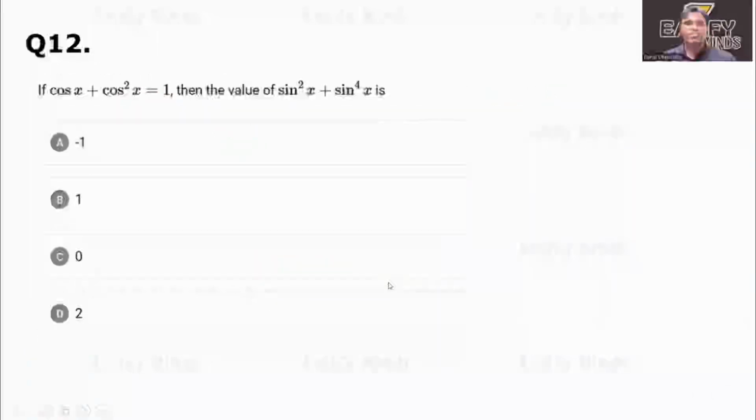Now let's move to the next one. 12th question. Again, JEE Mains question. If cos x plus cos square x equals 1, then sin square x plus sin power 4x is how much?